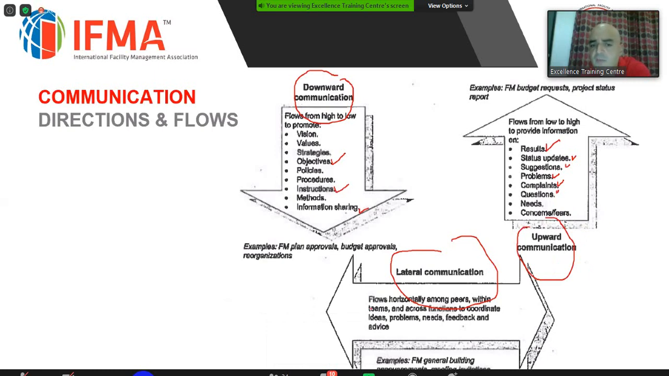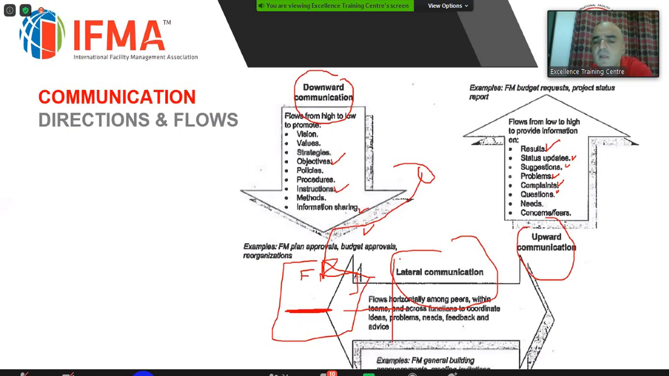Lateral communication is communication that flows horizontally among peers within teams and across functions. So within teams, let's say you have an FM team, and then the head of marketing, or the head of sales, or the CEO says, okay, we won this contract, congratulations everyone, and then you give directions to the FM team to mobilize within 20 days. This is the contract, go ahead and move with it. So the FM team will communicate internally to organize this. Also, they will communicate with other teams. For example, the FM may need to organize with procurement. They need to organize with other divisions in the organization, the financial team, for example. And this is what we call lateral communication.